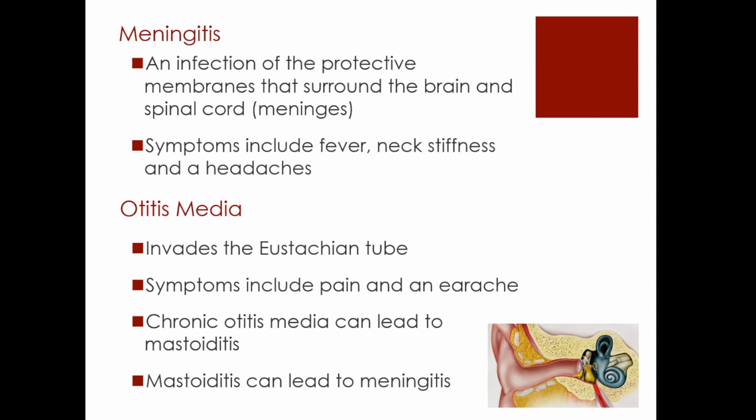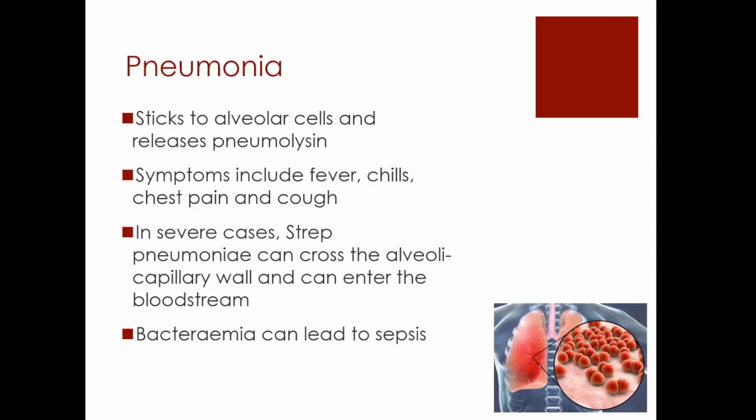And if a patient has chronic otitis media, it can spread to the mastoid antrum, and this is behind the ear, and it can cause mastoiditis. If it then spreads from the mastoid antrum to the cranial cavity, this again can lead to meningitis. So now we know that from both the nasal cavity as well as the ear, strep pneumonia can cause meningitis.